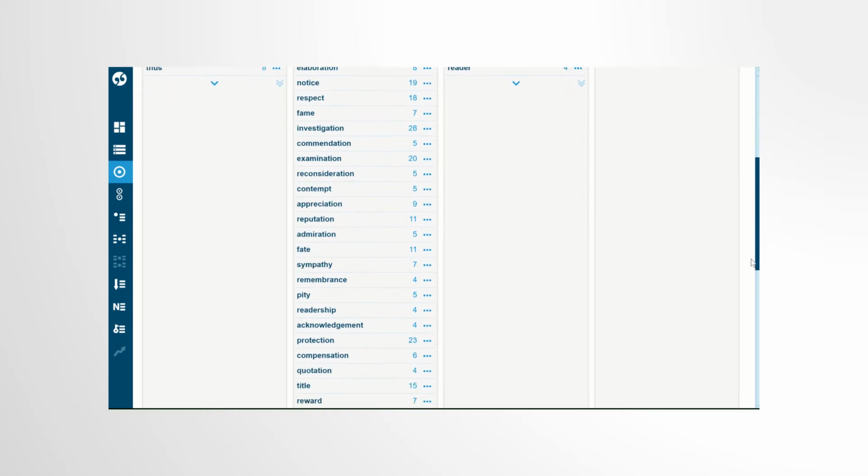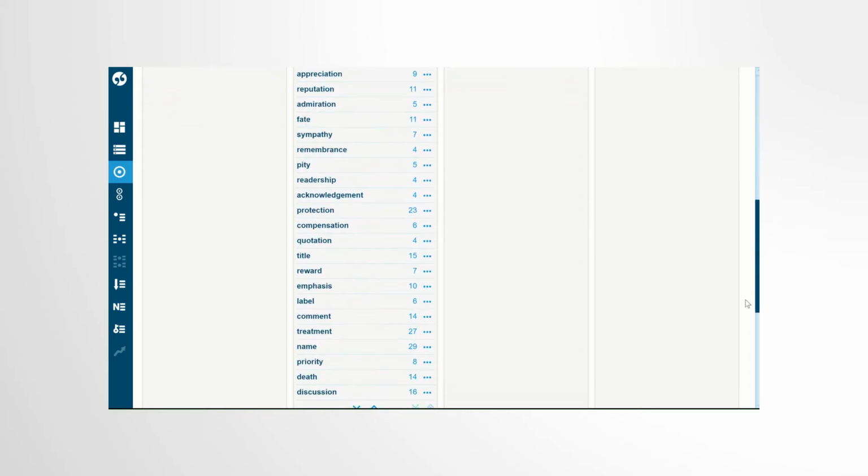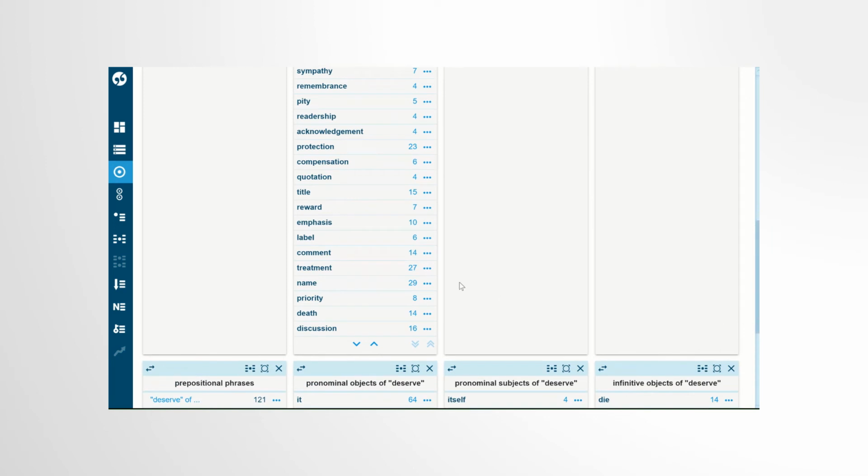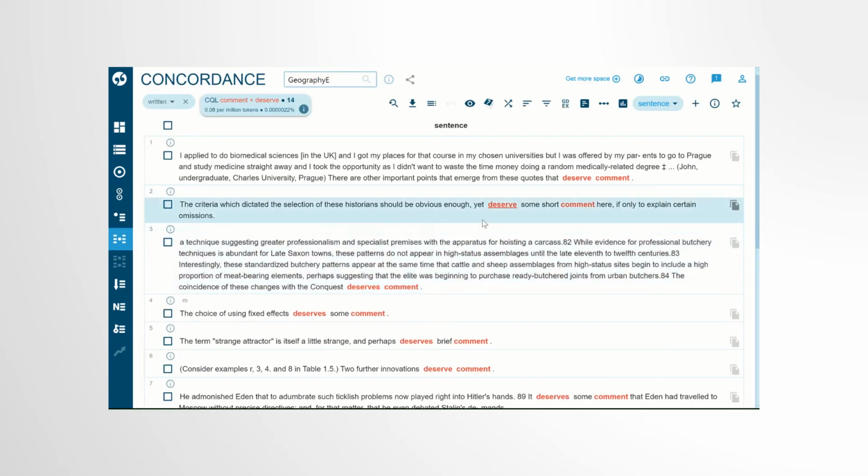Now, I could go on and on here, and if I do that, I'll hit on the noun comment right at the end of the list, which you can extend, by the way, by clicking on these arrows. And here I might find something suitable. Deserve some short comment here, for instance. The choice of using fixed effects deserves some comment.